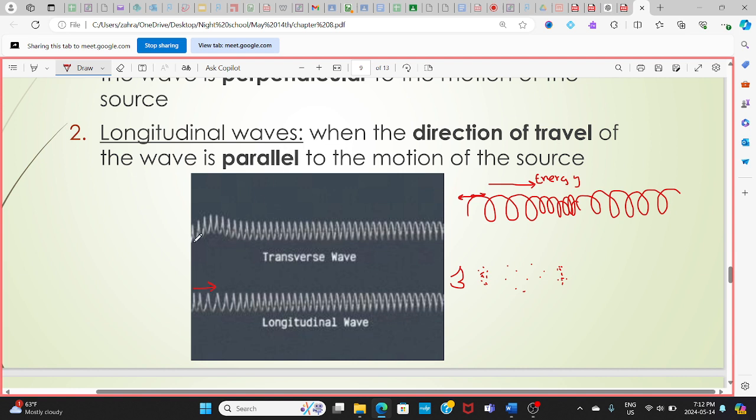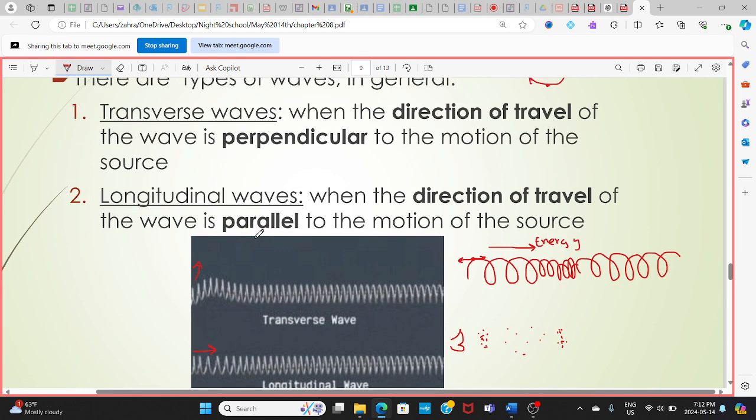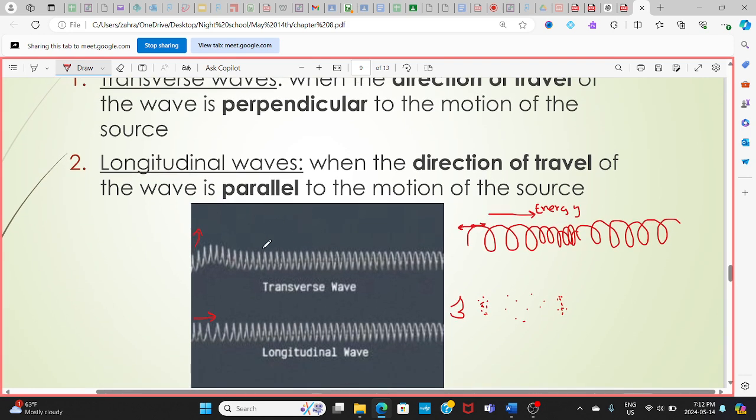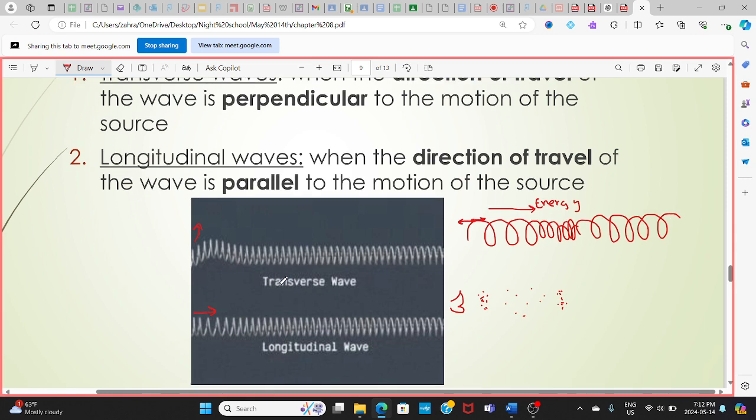Versus the transverse waves, if you apply a force upward into the string or rope, these are going up and down, and the movement of the wave is forward. So this is going to be a transverse wave. I'm going to show you a video after this lesson to show you the longitudinal and transverse waves.